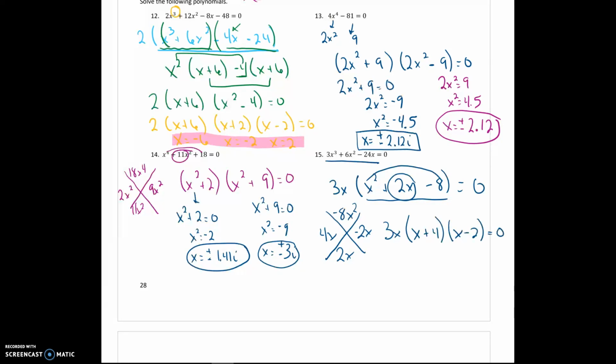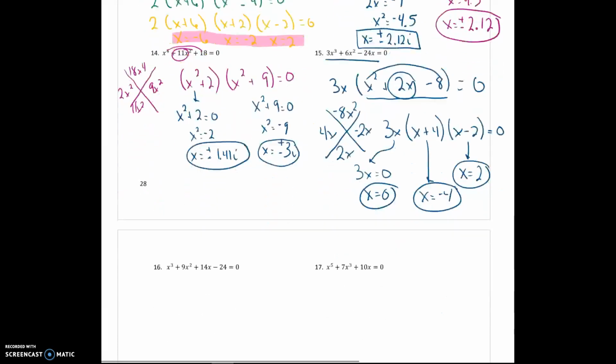And now just what makes these 0. So these are pretty simple. I'll have x equals 2, x equals negative 4. And again, if you don't see what makes this one equal to 0, just set it equal to 0. And now to solve for x, I need to divide by 3, and my answer is 0. So I do have 3 answers here. All 3 happen to be real answers.